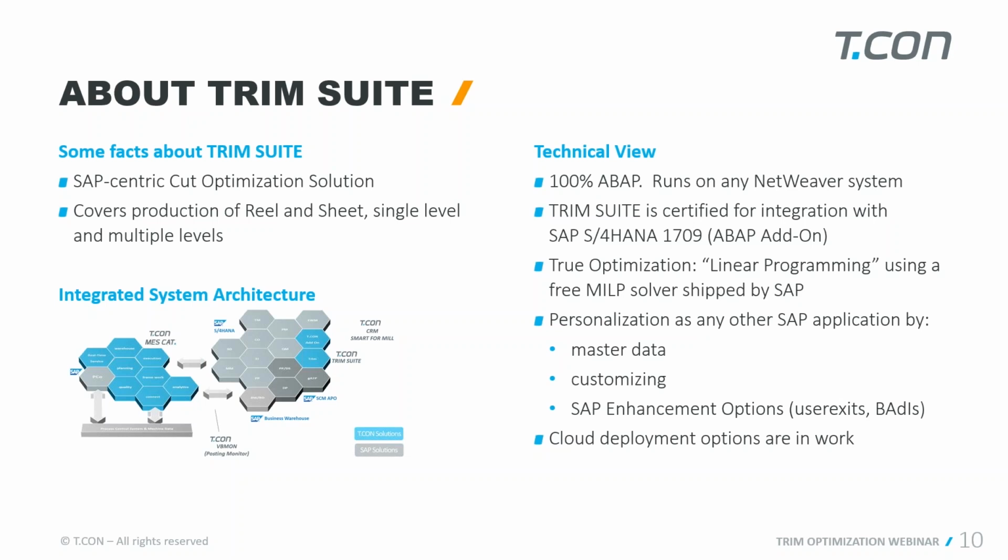Now, what is the main point about this trim suite that comes from T.CON? As you might know, there are a couple of products available on the market that cover this challenge very well. The main difference is that trim suite is coded 100% in ABAP, so it's running on SAP technology. All you need actually is a NetWeaver system. It runs on ERP, it runs on S/4HANA, on APO. You could even run it on HR or CRM if you want to do that. The solution itself, not only the interface to the planning system, is certified by now.